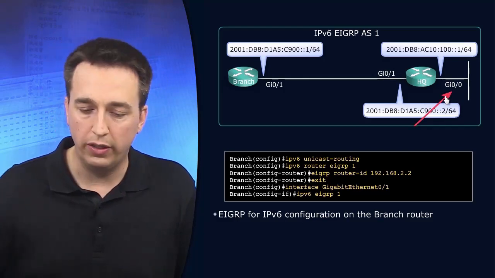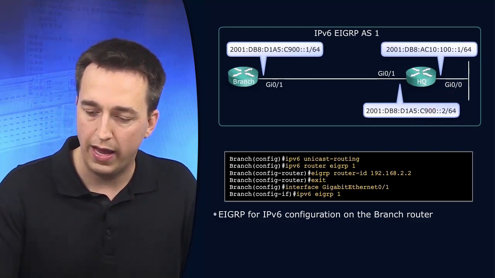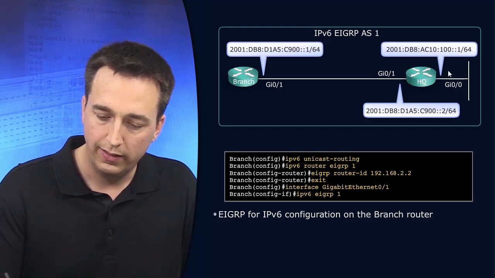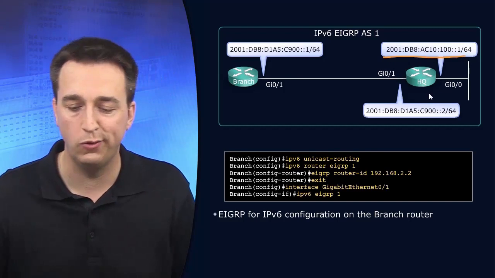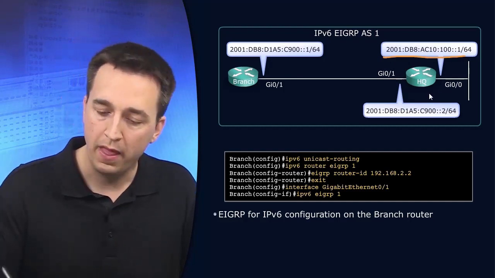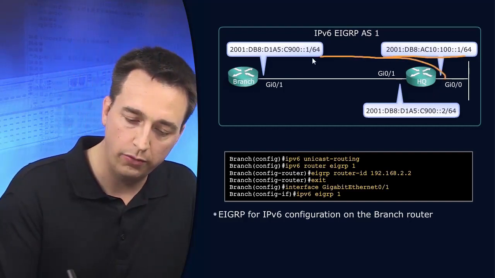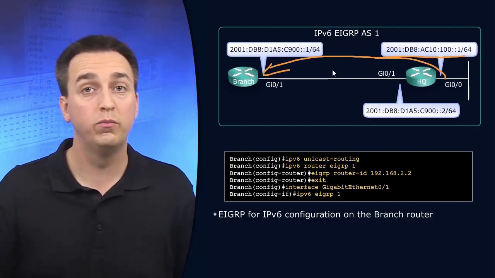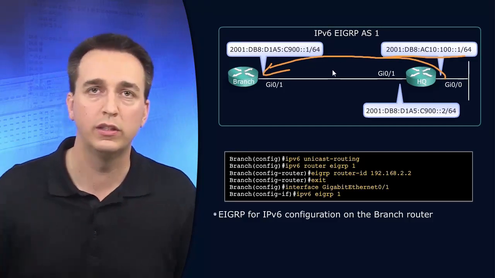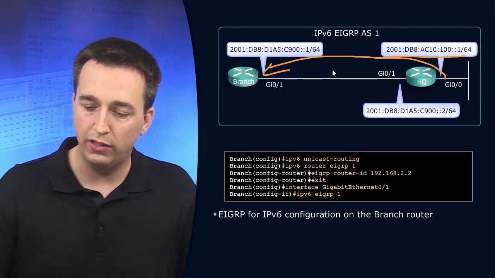So our ultimate goal here in this example is just to make sure that this particular global network that we see, 2001:DB8, et cetera, is advertised all the way over to the branch router, so that way the branch can access the resources on the other side of HQ.